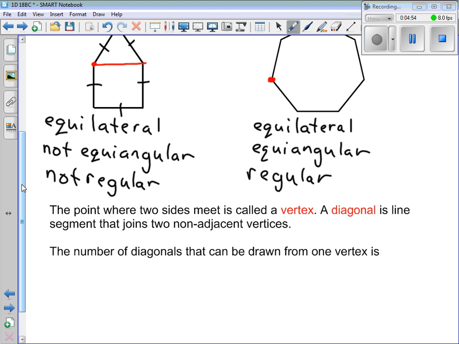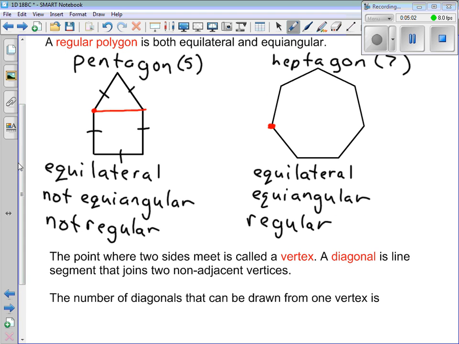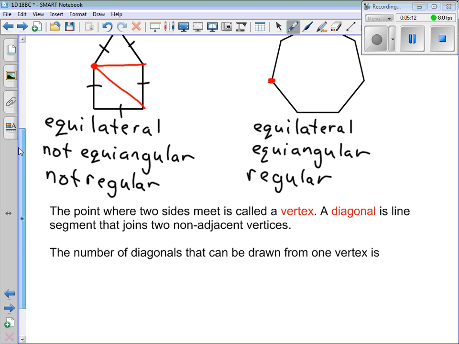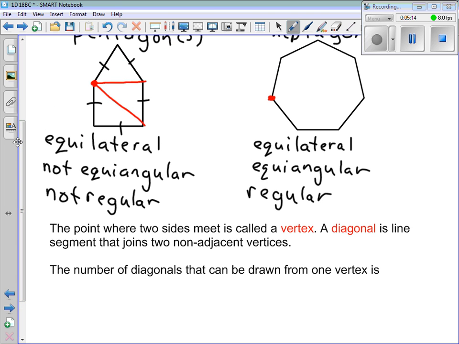And what we're interested in next is the number of diagonals that can be drawn from one vertex. So if I start at this one vertex, I can draw one diagonal. I could also draw a diagonal kind of like that, okay? If I always use this vertex as a starting point. So if our figure has 1, 2, 3, 4, 5 sides, we can draw 2 diagonals.